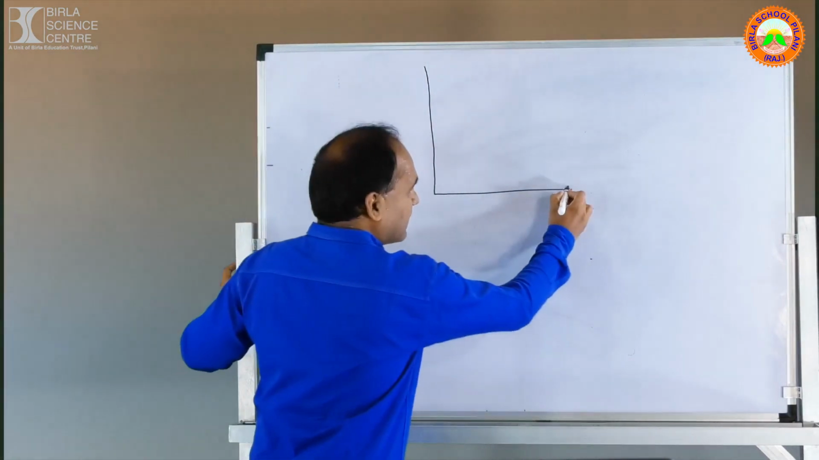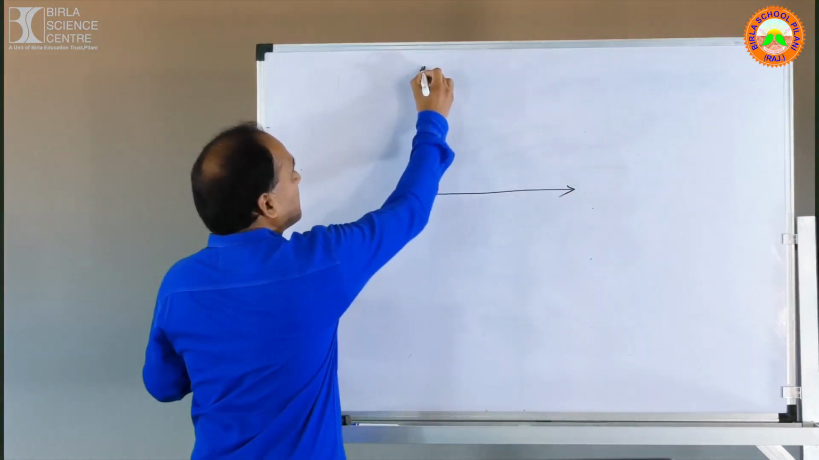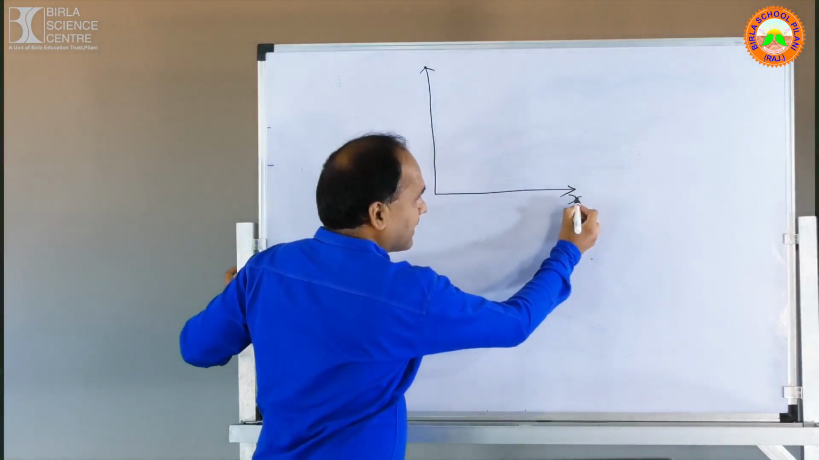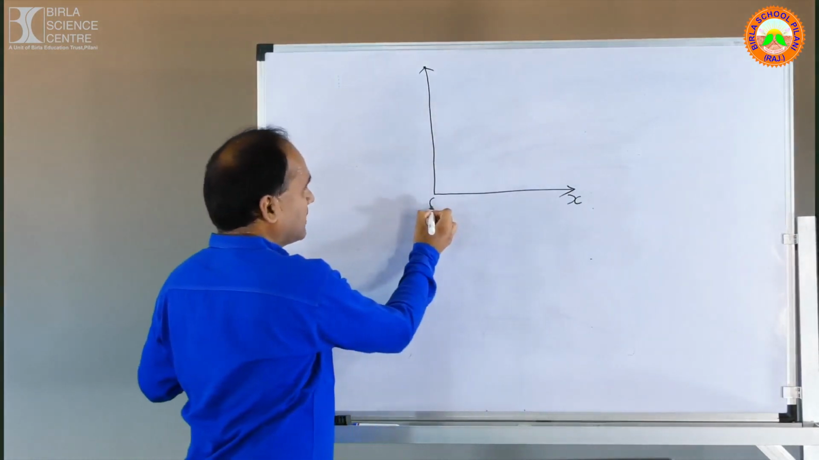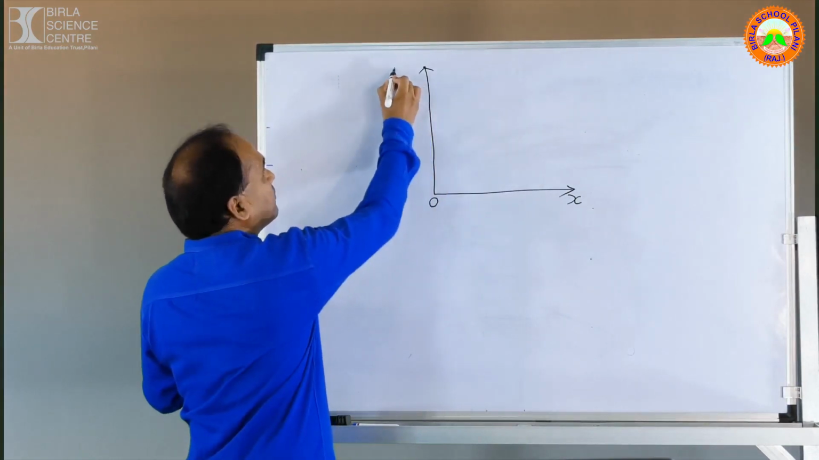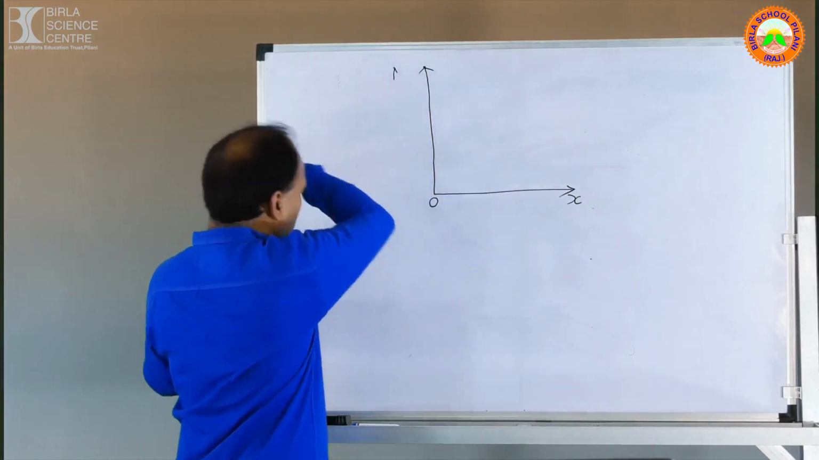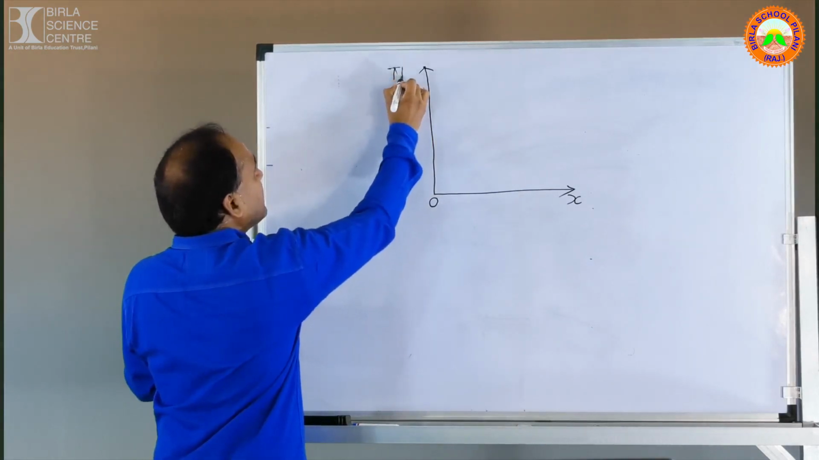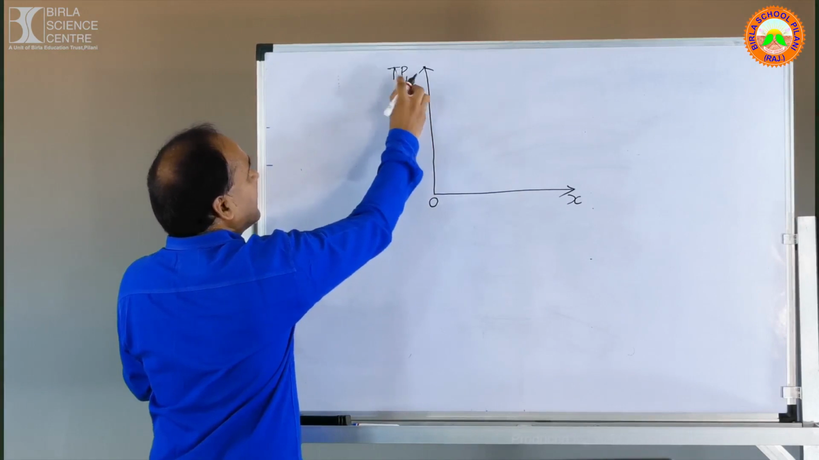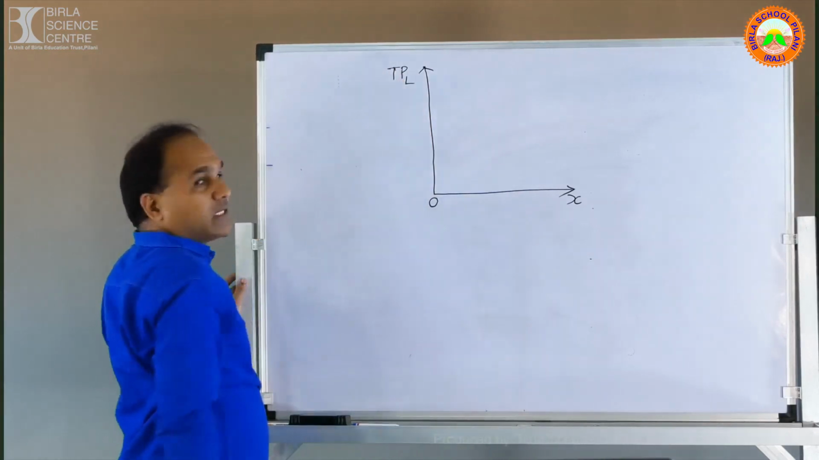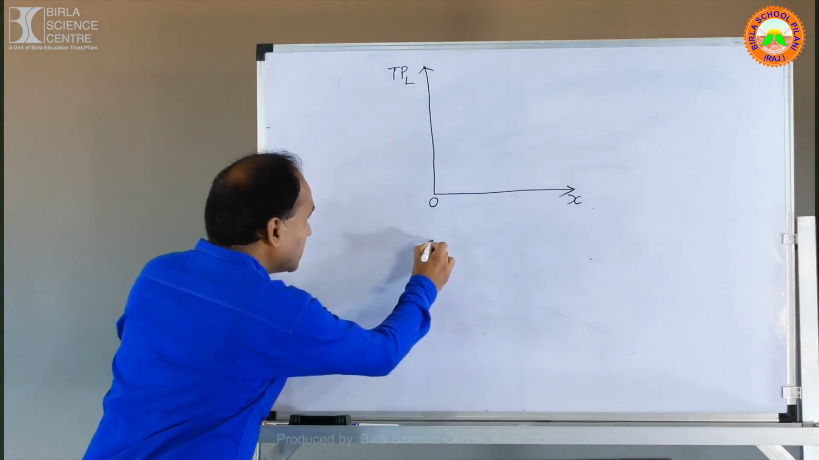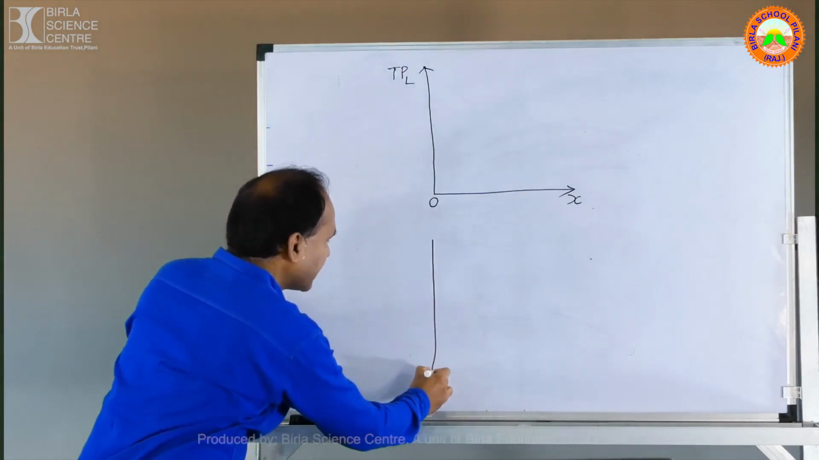Okay? Here you draw the arrow. Here you draw one arrow. Put here X. Here you put L. And here you put down, that is called as TPL. You take here T, P, and just here L. Okay? TPL.